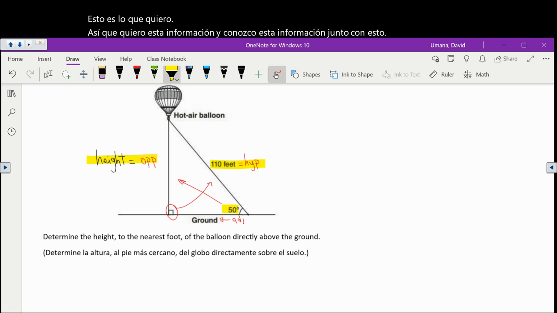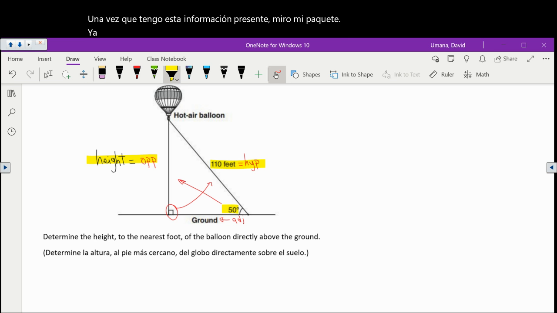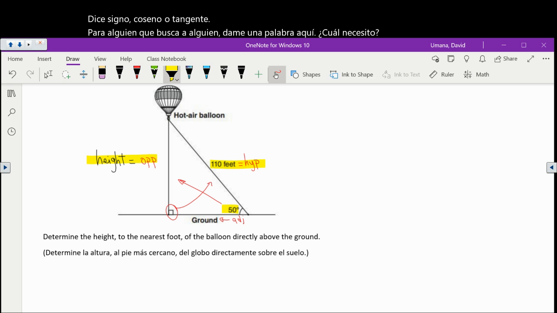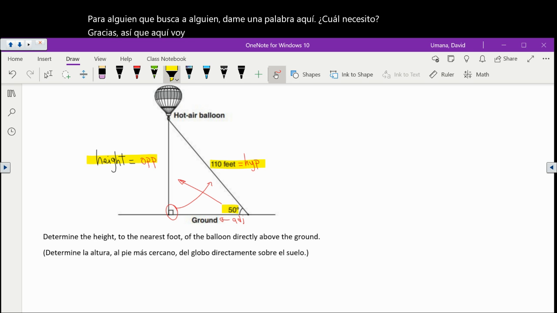So here's the deal. Once I have this information present, then I look at my package. So you already have this package. And I look on the section with my trigonometry, right? Because what I have to decide is which one has the opposite and hypotenuse. Is it sine, cosine, or tangent? So somebody look it up. Somebody give me a word here. Which one do I need? Thank you. So in here, I'm going to say that I am going to use the sine.